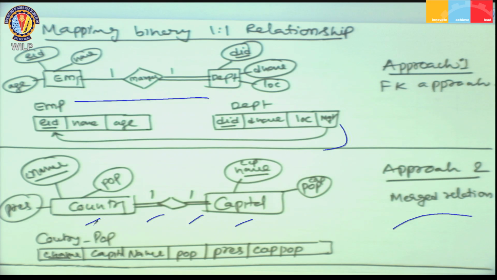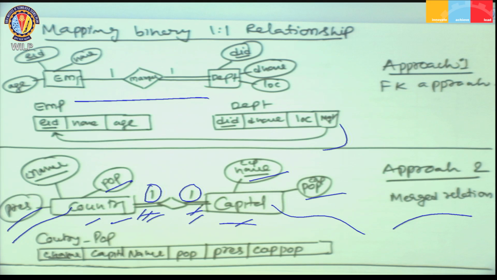Now the country is a strong entity type. It has country name, population, and president's name, and capital has capital name and capital's population. Since they are regular entities, we can map them into relations like what we have seen in the previous discussion. Now what is the meaning of this? Every country will have only one capital, and every capital is associated with only one country, and the rule says that every country must have at least one capital and maximum one capital, and each capital city is associated with only one country and maximum one country. That's why the cardinality is 1:1 and the participation on both sides is going to be a double line.